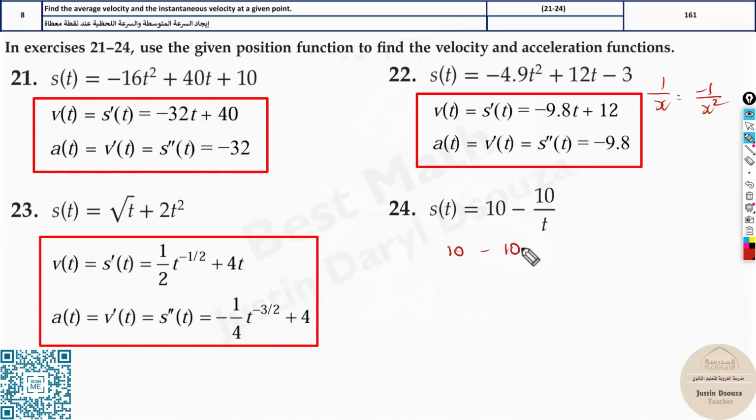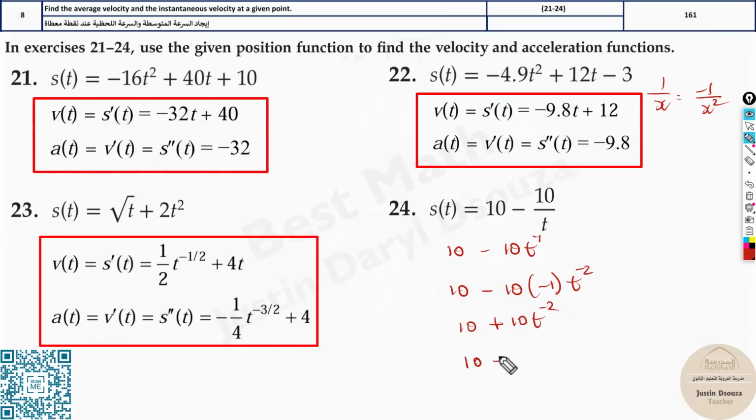Because when you bring the t up, it'll be t to the power minus 1. And then we can solve it up. 10 minus 10 multiplied by minus 1, t to the power minus 2. Now we can just solve it. 10 minus 1 and minus 10 will be plus 10 t to the power negative 2. This is the velocity. Now to find the acceleration, you have to derive this again.